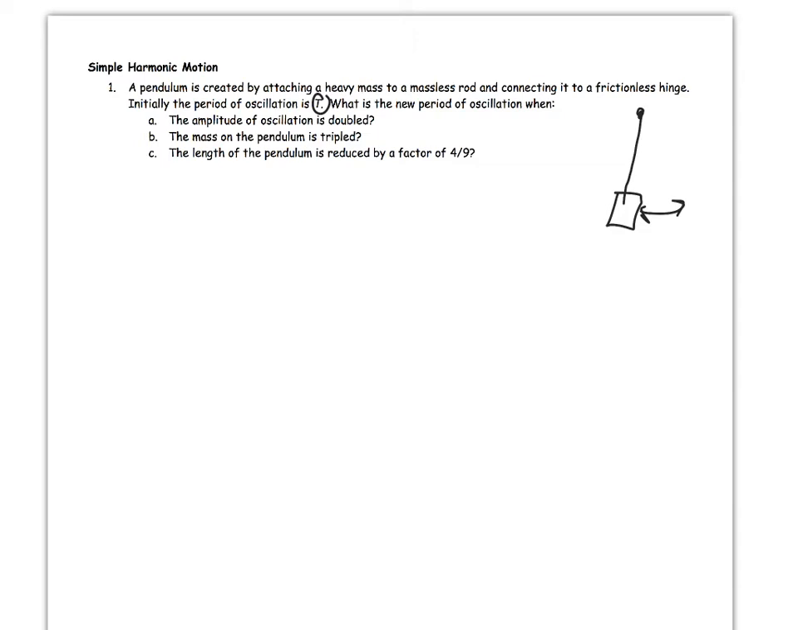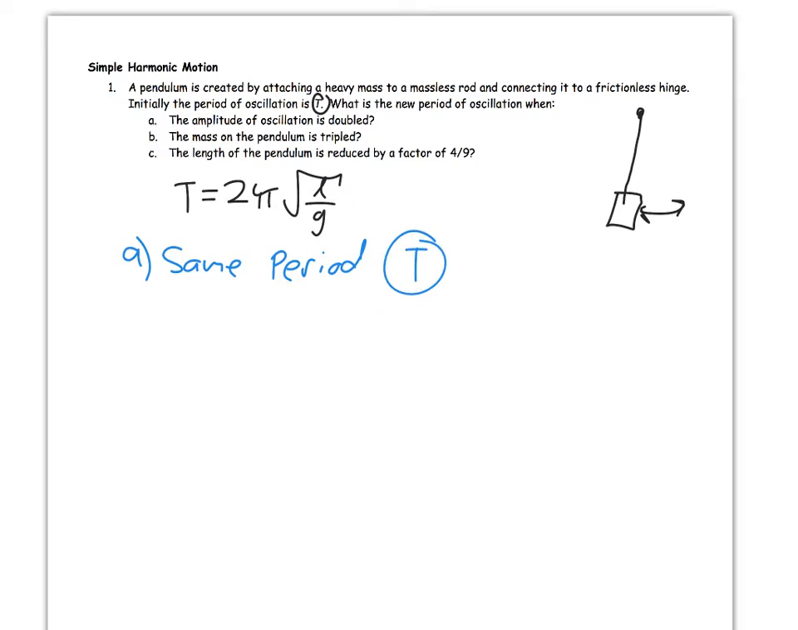For the first one, we want to know what the new period of oscillation is when the amplitude is doubled. I'm going to think about the period for a pendulum and the fact that it's 2 pi times the square root of L over g. That's going to help me determine all of these quantities. So what happens when the amplitude is doubled? We see the amplitude is not present at all in this equation, so that means we have the same period. Our period is still going to be equal to T in this situation.